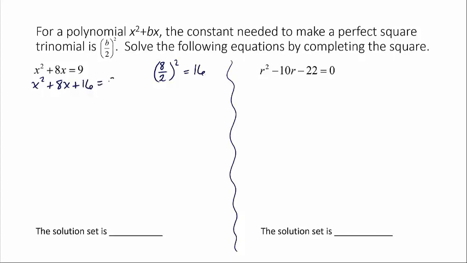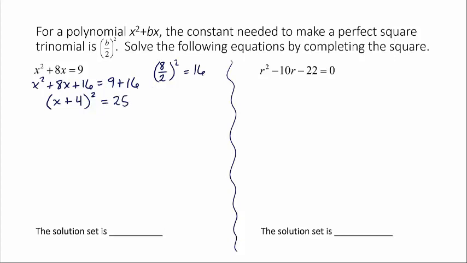Now, what you do to one side, you must also do to the other. Since I'm adding 16 to the left-hand side, I have to also add it to the right-hand side. Now in the next step, I'm going to factor x squared plus 8x plus 16. If I did it right, I should have a binomial times the same binomial. So, factors of 16 that add to 8? Well, 4 and 4. So I'm going to have x plus 4 times x plus 4, or x plus 4 squared. And 9 plus 16 is 25.